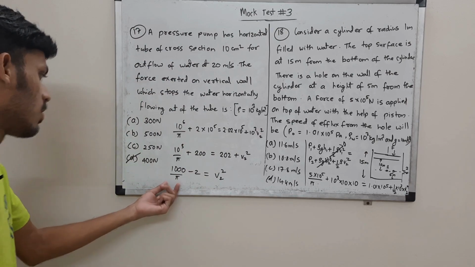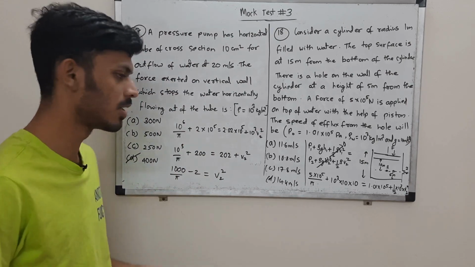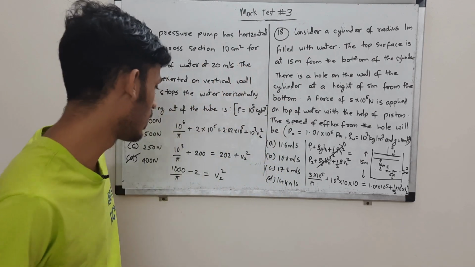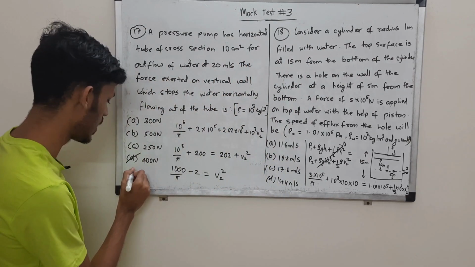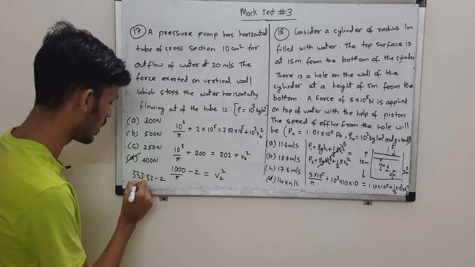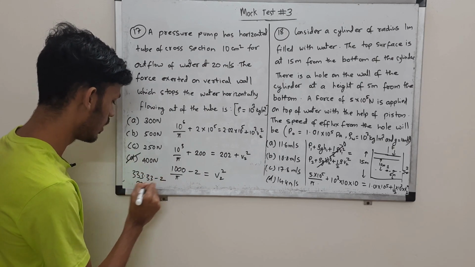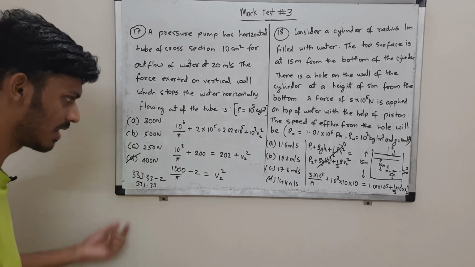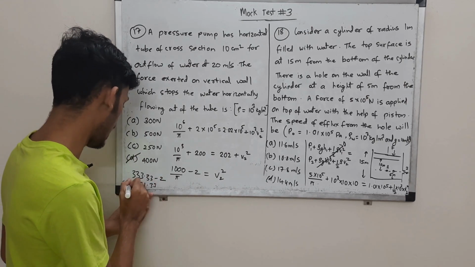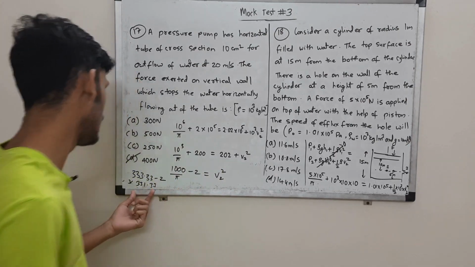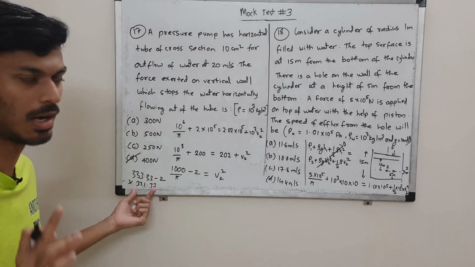If you solve this, it is like 1000 divided by 3, so it's 333 something. Roughly, I'm saying it's 333.33 something, minus 1, so 331.33. Actually it will be lesser than this. So the value is approximately this. If you calculate it exactly, it will be less than this. This is v square.